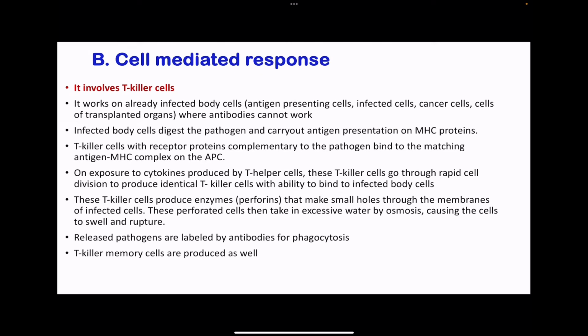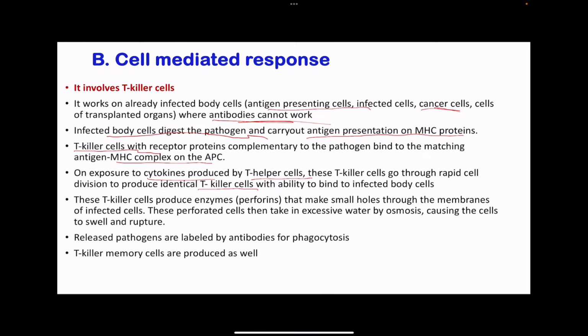The next phase is the cell-mediated response, in which we have the T killer cells. So this works on infected body cells, antigen-presenting cells, where antibodies cannot work. If an infected body cell digests a pathogen, it's going to carry out antigen presentation and it's going to be an antigen-presenting body cell. So these T killer cells also have receptors that are complementary to that of the pathogen. These are going to bind onto the MHC complex, and when these are exposed to the cytokines that were produced by the T helper cells, the T killer cells are going to go through rapid cell division, again producing two types of cells. One are going to be the T killer cells and the others are going to be the T killer memory cells.